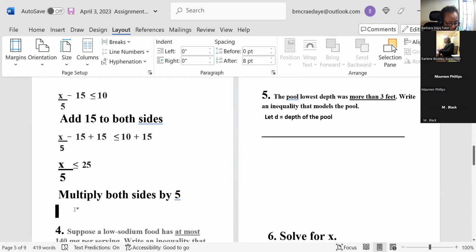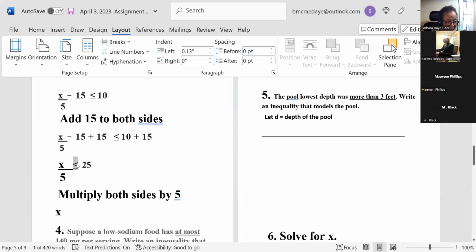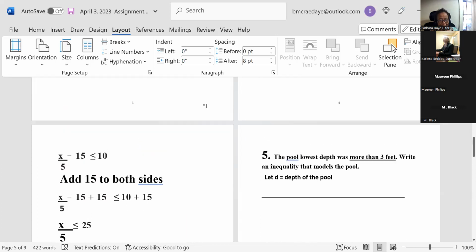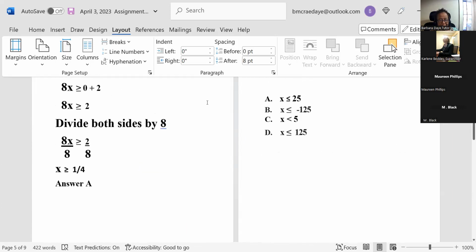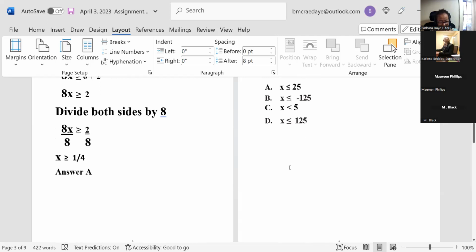What would be your answer? x is less than or equal to... So what's 5 times 25, Maureen? 125. That's right. So you got it. See? And that's answer what? Let's go back up here. x less than or equal to 125. What answer is that, Maureen? D. That's right. There it is, right there.